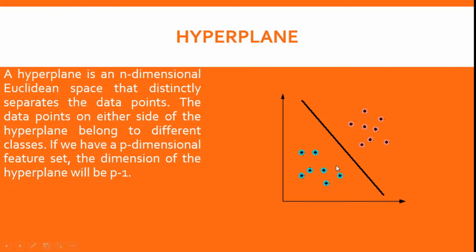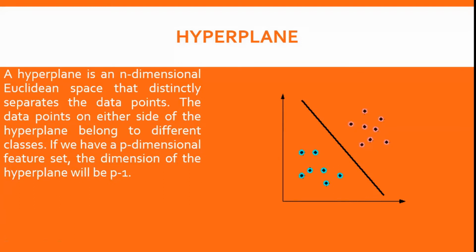What does it separate? It separates the data points, and the data points on either side of the hyperplane belong to different classes. So all of these belong to one class, and these belong to another class. Suppose we have a p-dimensional feature set; the hyperplane we get has p minus 1 dimensions. So the hyperplane has decision boundaries that help classify the data points, and data points falling on either side of the hyperplane can be attributed to different classes.